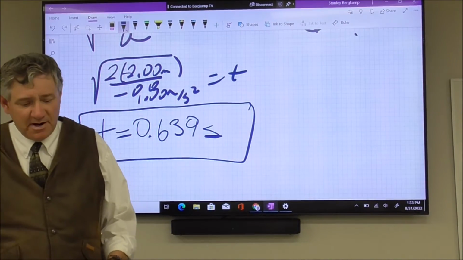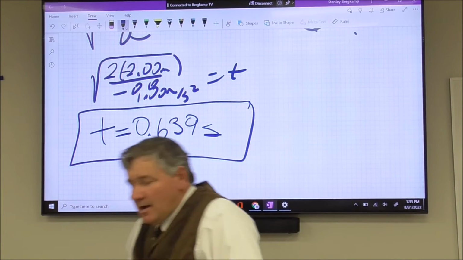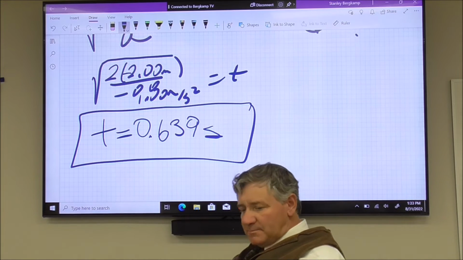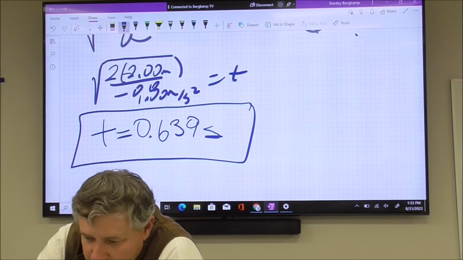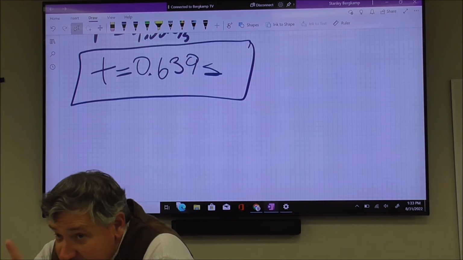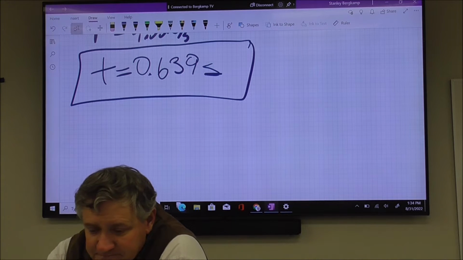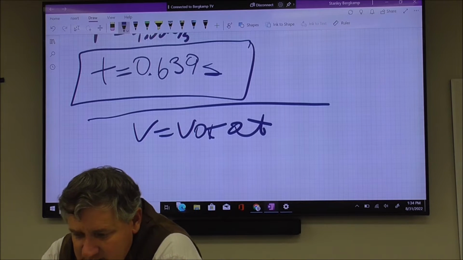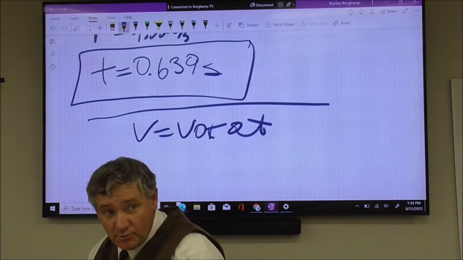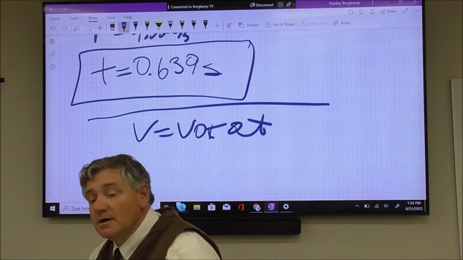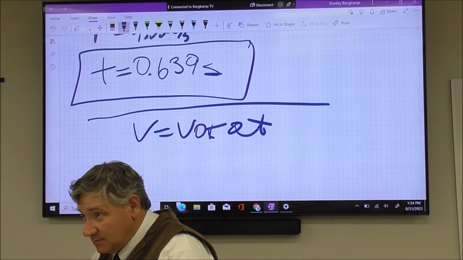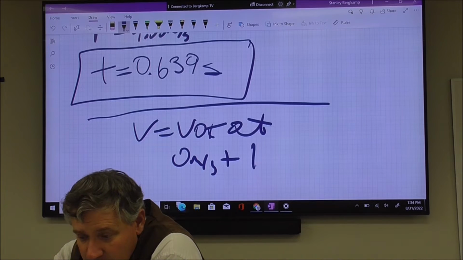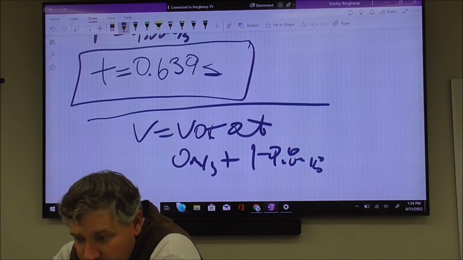Now, let's talk about how fast it's going when it hits the ground. There are 2 different ways that you can do this. One option is, and I'm not saying it's the best option, I'm saying it's an option, you could use V equals V naught plus AT. What's your initial velocity? 0. Do you know your acceleration? Yes. Negative 9.8 meters per second squared. Do you know your time?